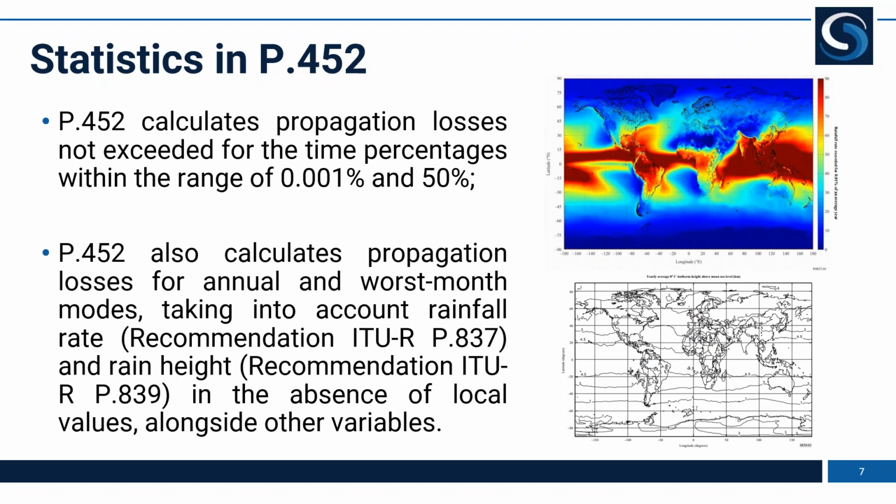So something to immediately note is that the calculations for P452 assume time percentages within the range of 0.001% and 50%. What that means is that a smaller time percentage means an event that is less likely to happen, an event that likely produces a greater amount of interference. So the smaller the percentage we use, the more significant the interference event is.